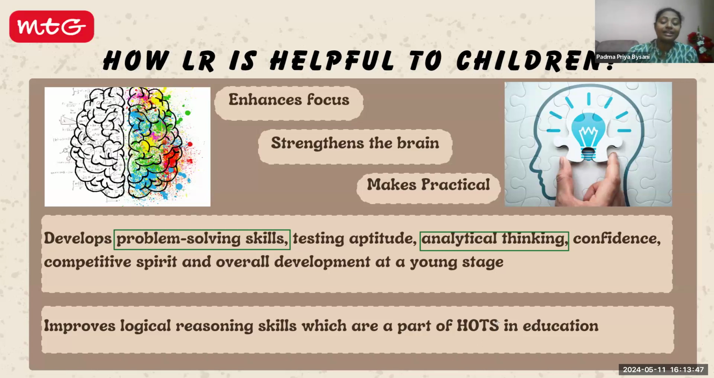Testing aptitude helps you stay curious about trying new things and making good results out of it. When all these are available, automatically you become a confident learner, and your competitive spirit is also boosted. Next, it improves your logical reasoning skills, which is a part of HOTS in education. HOTS questions, all of you would know, are higher order thinking questions. When you want to solve HOTS questions or Olympiad-based questions, logical reasoning always plays a key role in it.